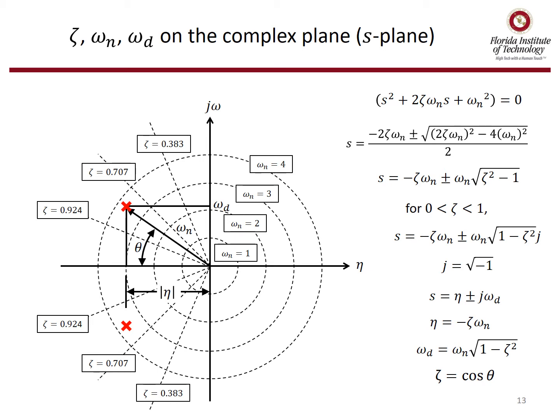And we can see that the y coordinate of the solution S is the damped frequency omega d, and the hypotenuse, or the radius from the origin to that point S, is the natural frequency. We can also relate the damping ratio zeta to the angle theta that's made from the vector that goes from the origin to the point and the horizontal axis. And we know that the damping ratio is the cosine of that angle, theta.